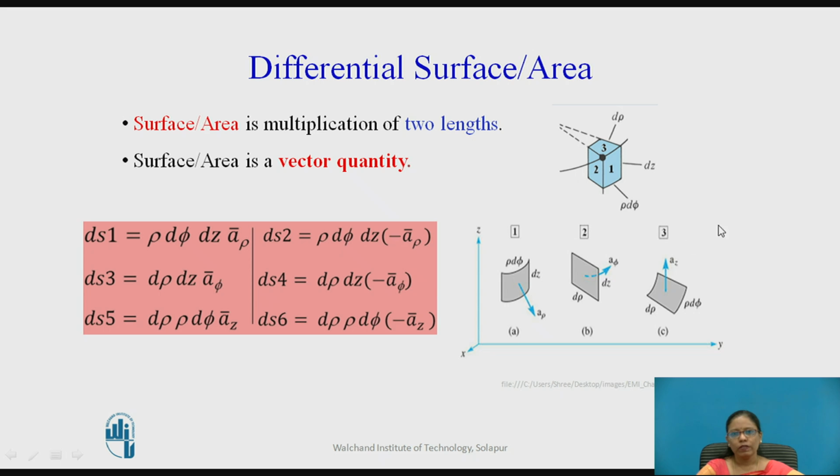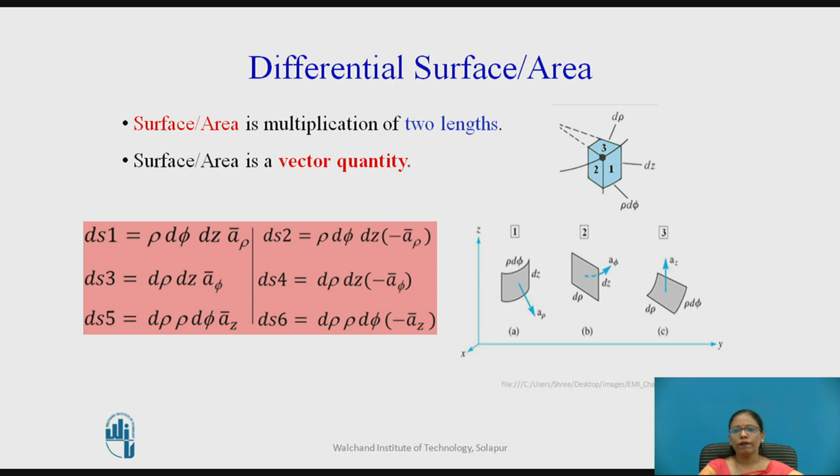a phi bar. The surface on the upward side or the top side, I can write as d rho and rho d phi into positive az bar. But if I consider the bottom surface, it is with the negative sign, that is minus az bar. So this is all surfaces.